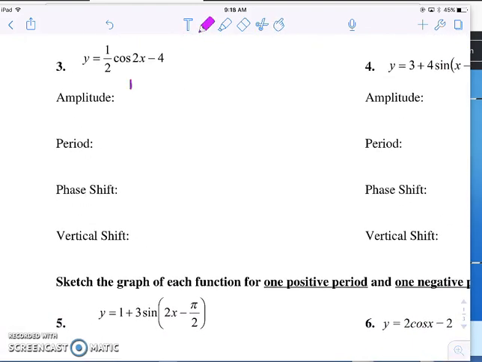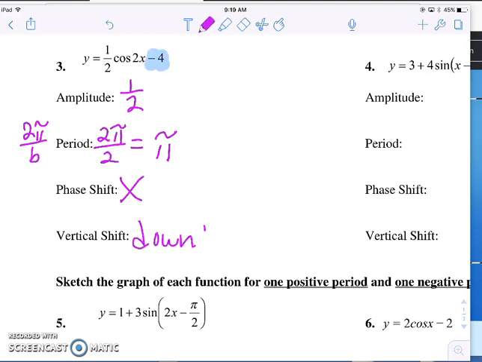The third one here, amplitude would be half. Period, 2 pi over b, 2 pi over 2, which is pi. Phase shift, and this one's tricky. A lot of people think it's 4 over 2, but there's no parentheses, so there's no phase shift. This minus 4 at the end, that moves the whole graph down 4.